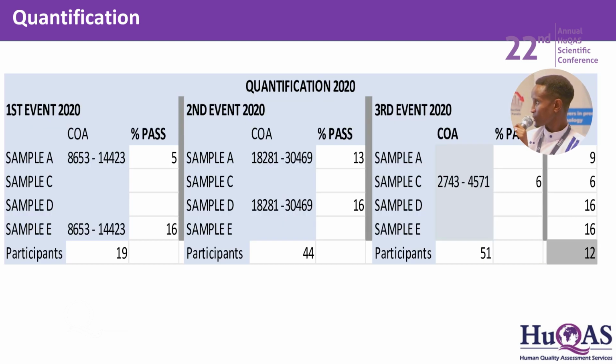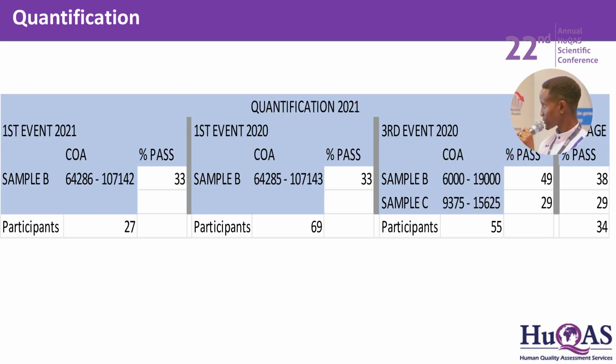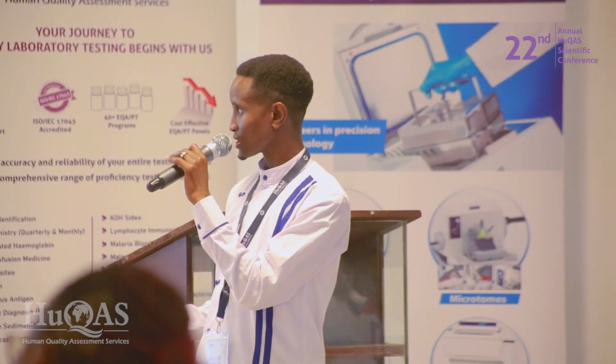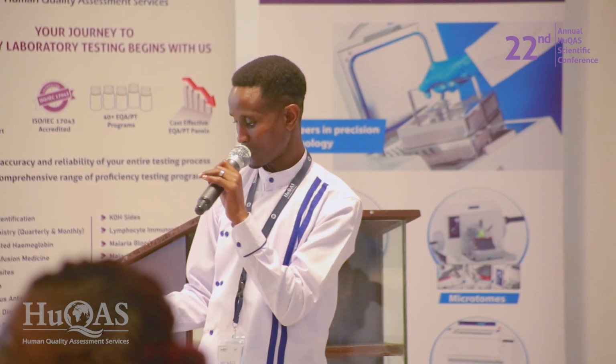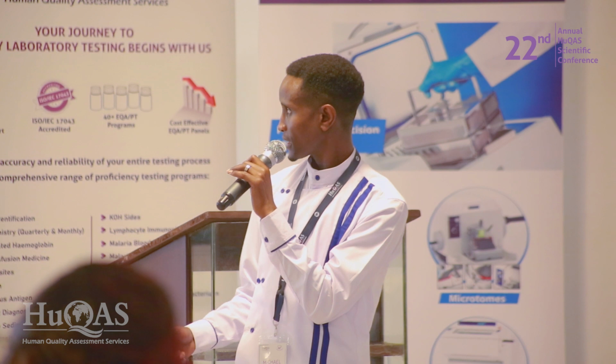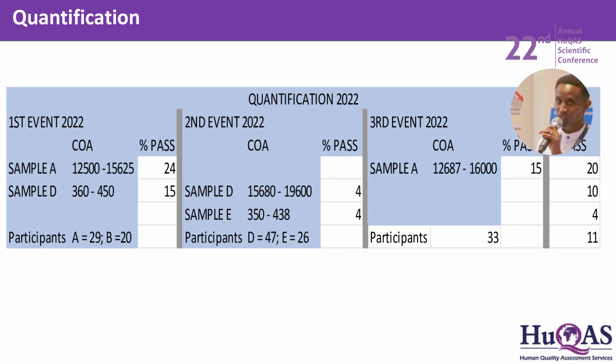This is how the data looked. There were 19 participants, only 5, and 44 for the second event and 51 for the third event. The average score was 12%. For 2021, the data looked like this: 27 participants, 69 participants, and 55. Then the average score was 34%. There was good performance in 2021. Sorry, corrections please, that should be 2021. Then in 2022, we had a drop again. The average score was 11%.